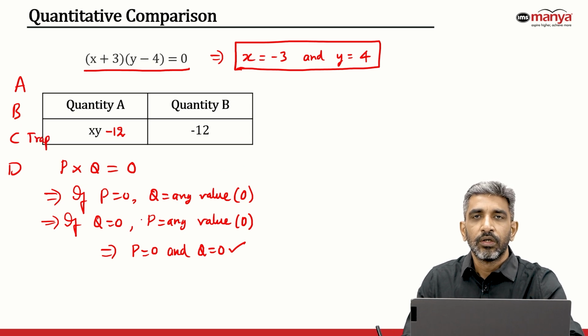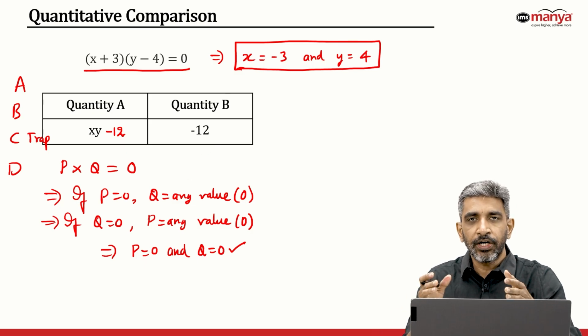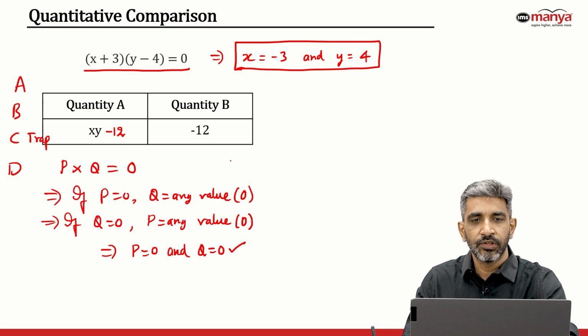However, this question also gives us a blueprint of a fundamental strategy that we can adopt in a QC question, which is to show that the two quantities are equal in one case, eliminate A and B, then take up another case where you show that they are not equal and eliminate C. If you are able to do this, you have proved that there is no definitive comparison between the two quantities, and the answer is D.